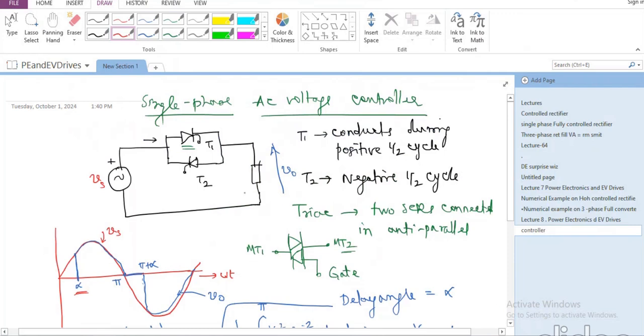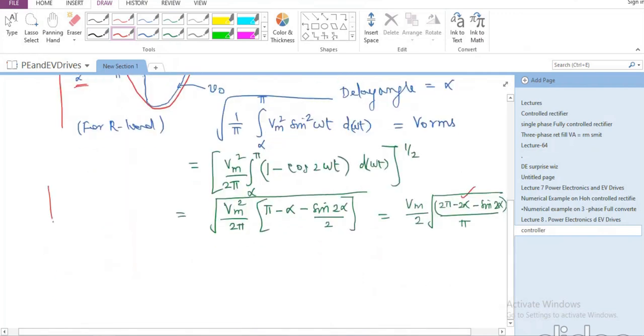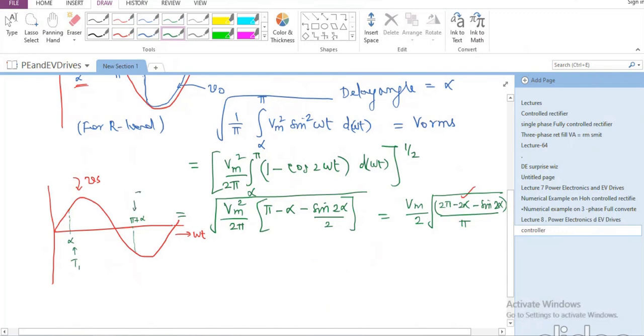Rather than resistance, if I have RL load, then what happens is, let me again draw the waveform. So let us say I have my sinusoidal voltage somewhat like this. This is the sinusoidal voltage, which is the source voltage. Now, if I am again firing at alpha, and let us say this is fired at pi plus alpha. T1 is fired at alpha and T2 is fired at pi plus alpha.